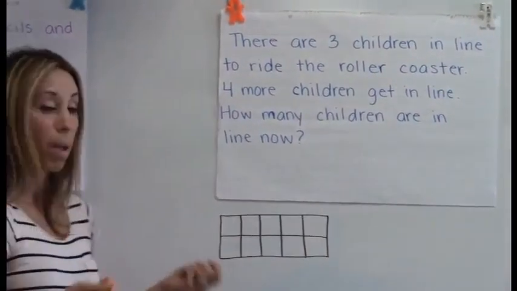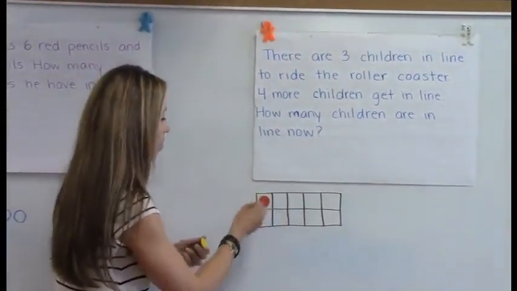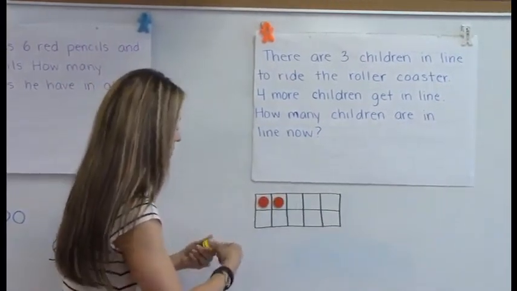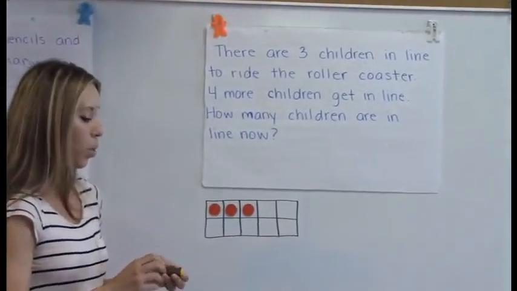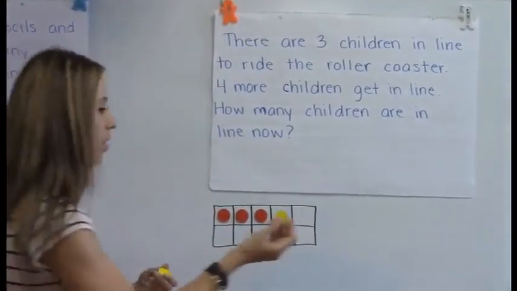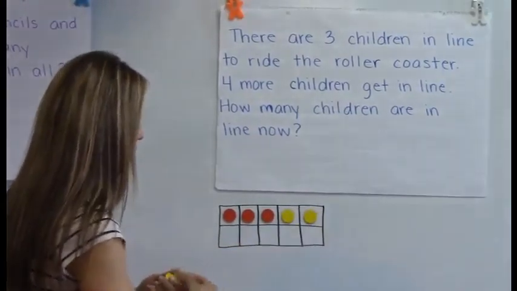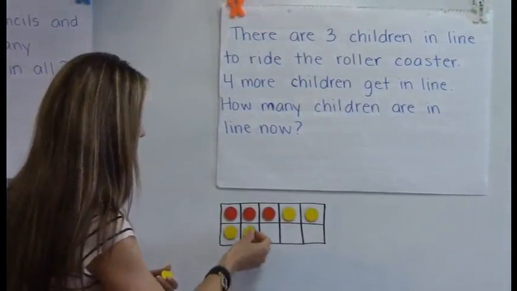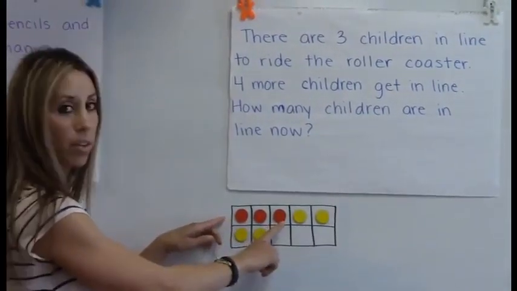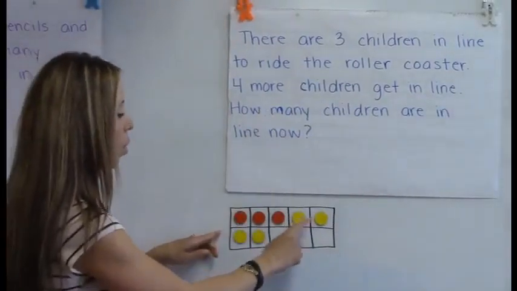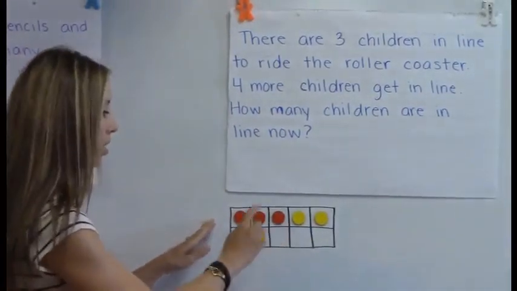So I'm going to use my magnets. And I know that there are 3 children in line, so I'm going to put up 3. 1, 2, 3. 4 more children get in line. So what I'm going to do is put up 4 more, but I'm going to turn them to yellow. 1, 2, 3, 4. This way, kids can see clearly that there are 3 at first, and like the question says, 4 more get in line. Now we're going to count them and see how many there are all together.